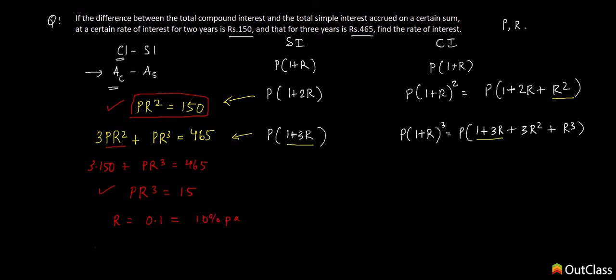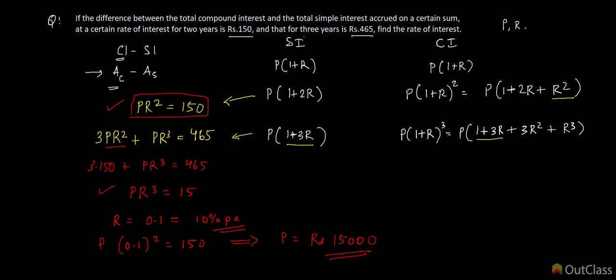And from here, if you want to find the principal, it's not asked in the question, but if you want to find it, just go to the first equation, this one right here. PR square is equal to 150, so it's basically P into 0.1 the whole squared is equal to 150, which gives you P is equal to 15,000 rupees. Basically the rate is 10% per annum and the principal is 15,000 rupees.